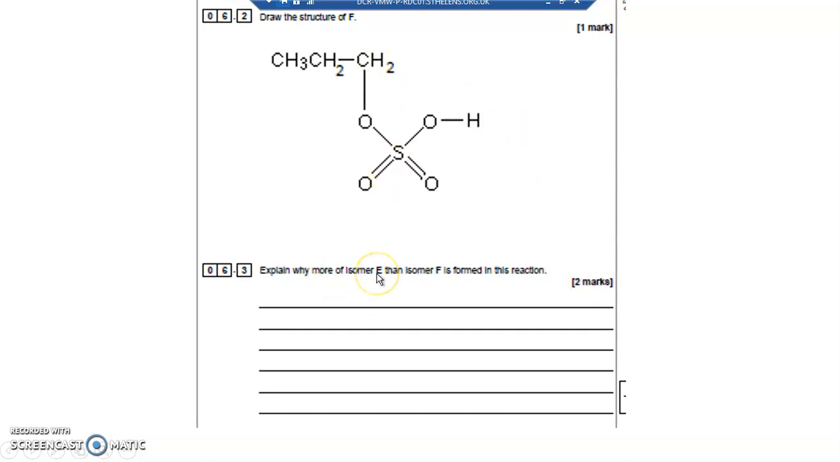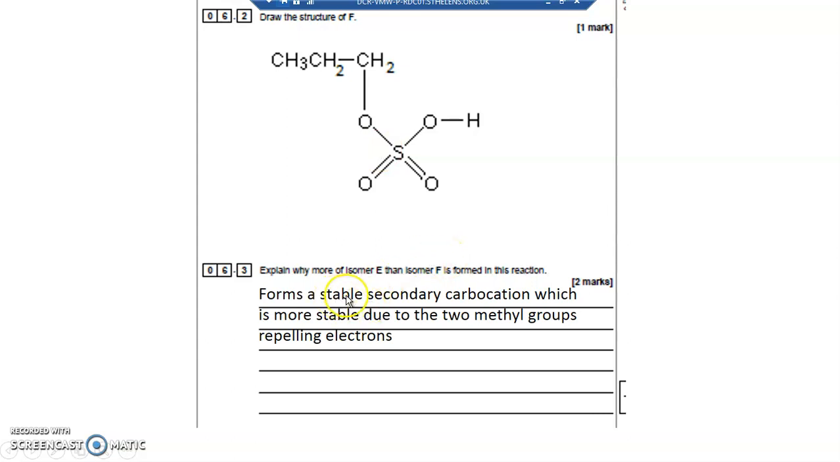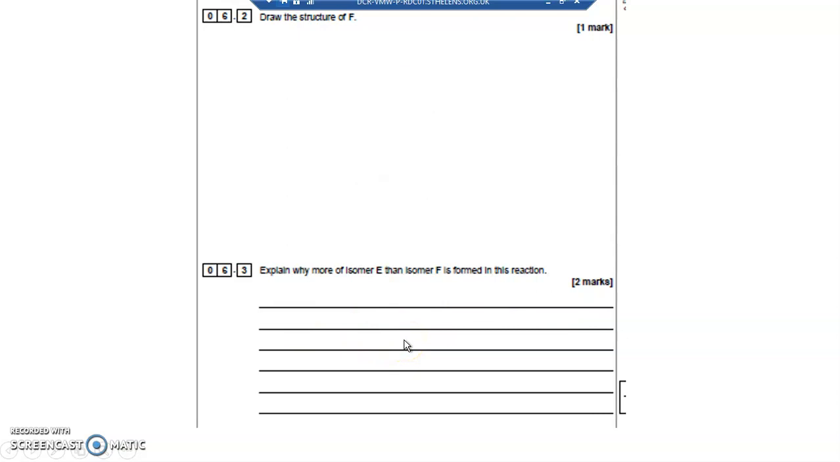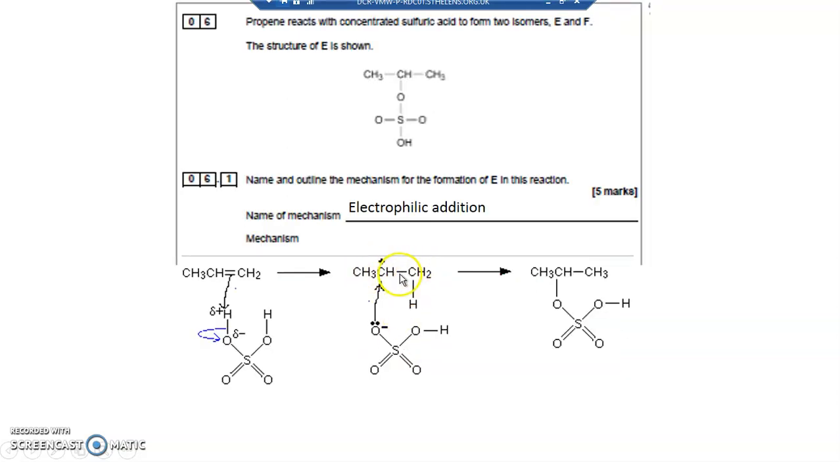Explain why more of isomer E, why you get this major product here rather than this minor product here, is formed in the reaction. And the answer is that a stable secondary carbocation is formed. It's stable. It's due to the two methyl groups repelling electrons. So what actually happens is, if we go back here, this is a secondary carbocation. A carbocation is something where you've got a carbon with a plus charge. Secondary means the carbon with the plus has got two other carbons bonded to it. If it only had one carbon bonded to it, it would be a primary carbocation.